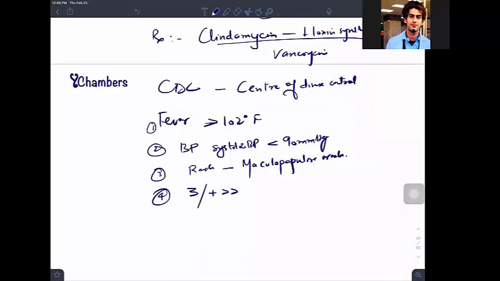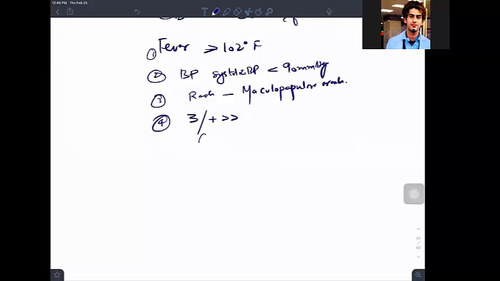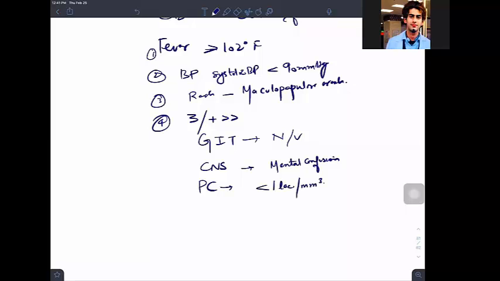So if there is three or more organ involvement, which organs? If I take the gastrointestinal tract, they present with nausea and vomiting. If I talk about the CNS, they present with mental confusion. Or their platelet count becomes less than 1 lakh per mm cube. Or if I check their liver enzymes in the blood, they will be increased. Liver enzymes, you should know, are SGOT and SGPT.